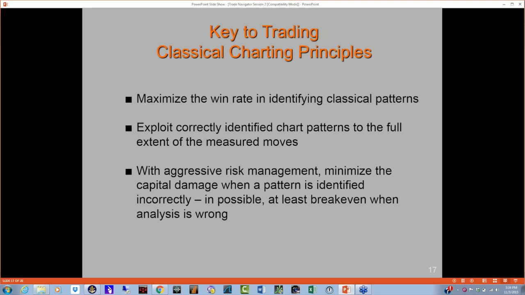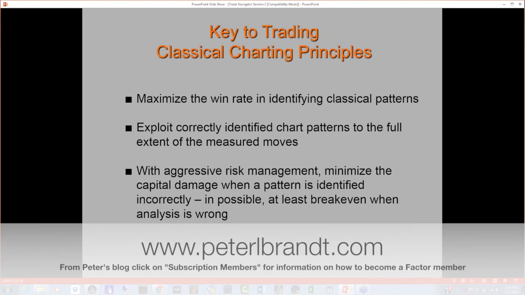With aggressive risk management, we want to minimize the capital damage when a pattern is identified incorrectly, as was the case of gold. In the case of gold, what we showed you is we actually bought that symmetrical triangle, but because of aggressive risk management, we always assume that maybe we're wrong in our interpretations. We walked away from the gold market without losing money, and that's the idea of aggressive risk management: even if you misidentify a classical chart pattern, there's a chance that at least you can minimize your loss.